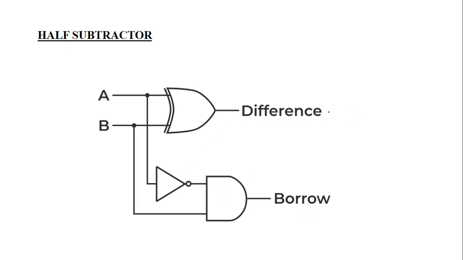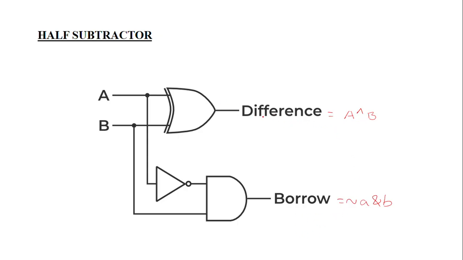For the difference, the formula is the same, A XOR B, whereas the borrow is like the carry, but there is an inverted output of A, so it is the inverse of A AND operated with B. So it is like this: one of the inputs is connected to a NOT gate, and then we can generate the borrow. These are our formulas for the half subtractor.